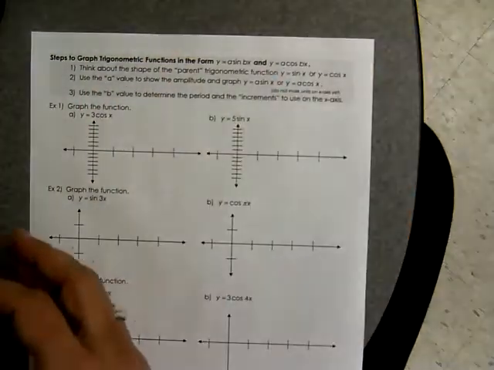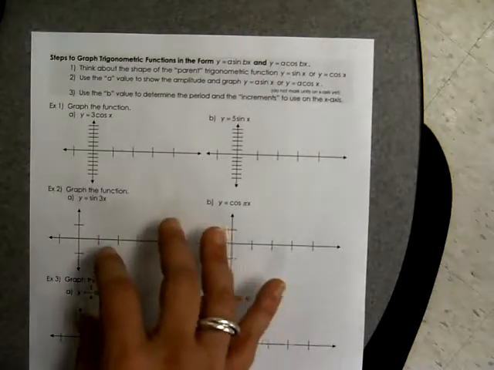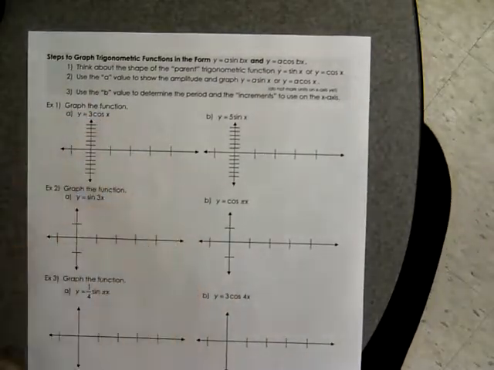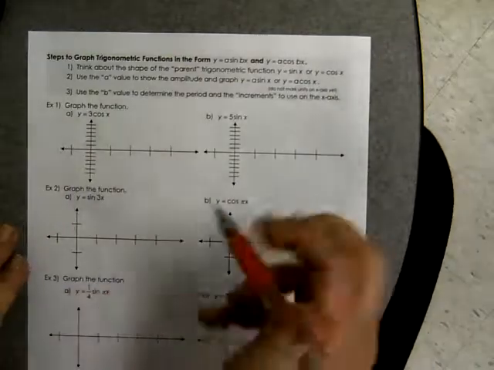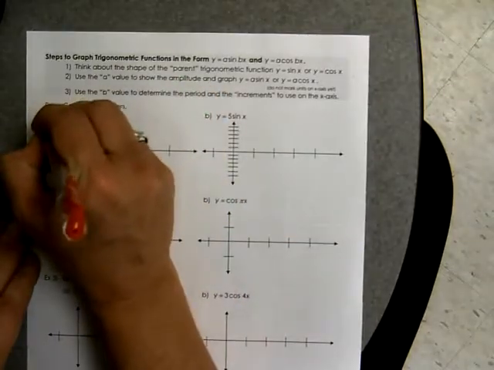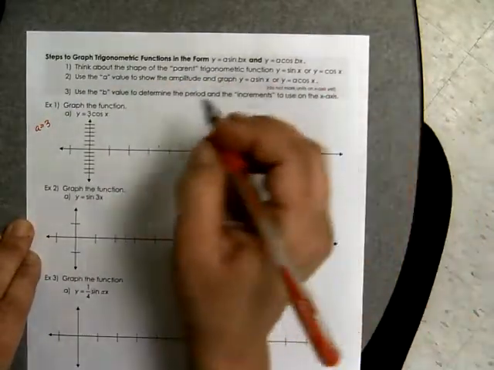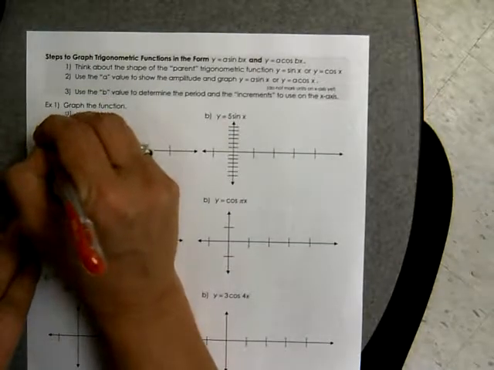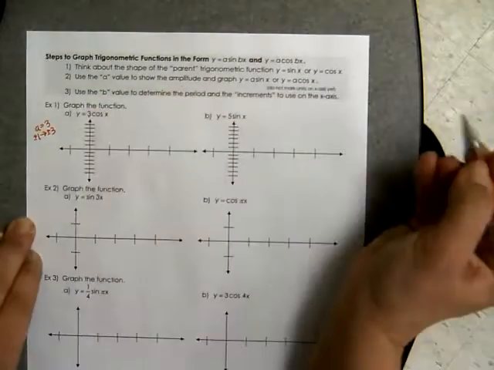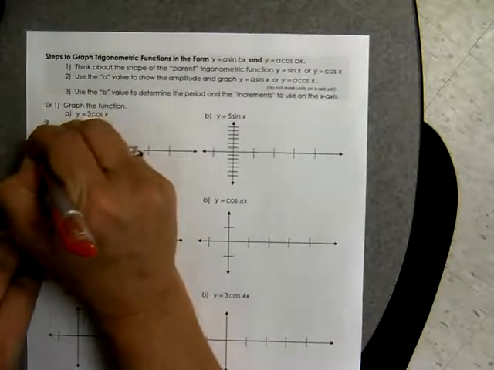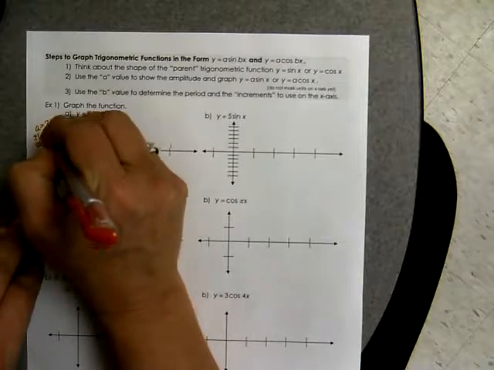Okay? So in example 1, we want to graph this function, and it's y equals 3 times the cosine of x. So we notice that we have an a value of 3. Okay? So our a is 3. So that means that our plus or minus 1 is going to change to plus or minus 3. That will be like a vertical stretch of the graph.